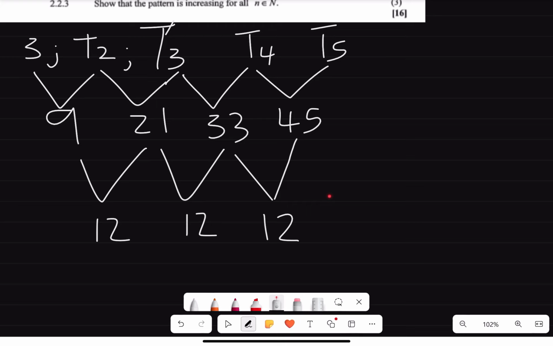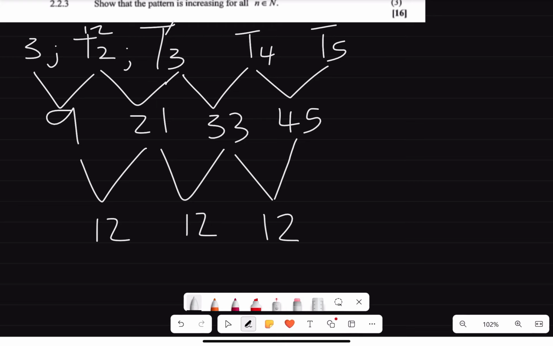So let's see. The first question wants us to determine term 5. I want you to observe the pattern. Remember, term 2 minus 3. The answer is 9, which means if I say 9 plus 3, I'm going to get term 2. So let's see what term 2 is. Term 2 will be 12.